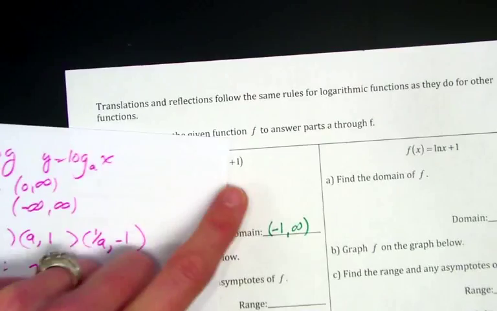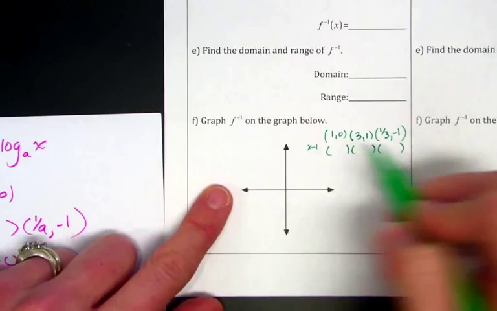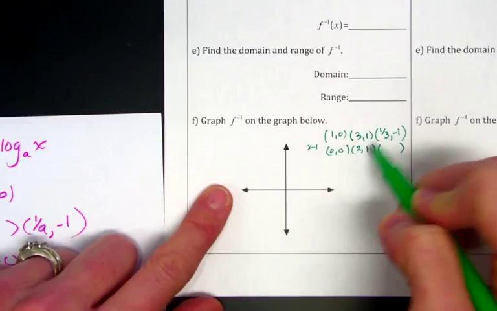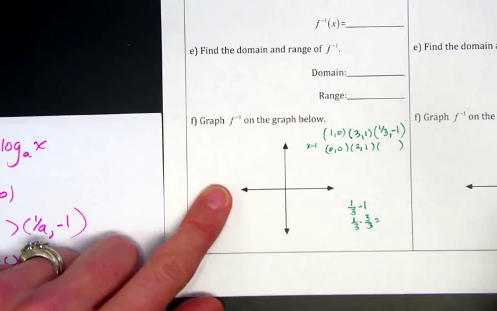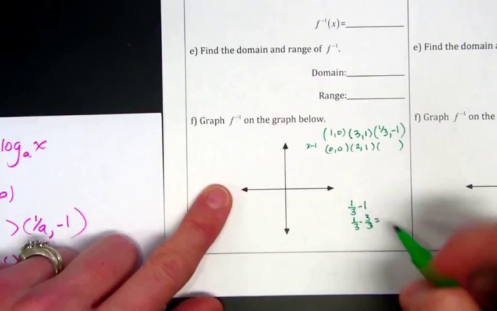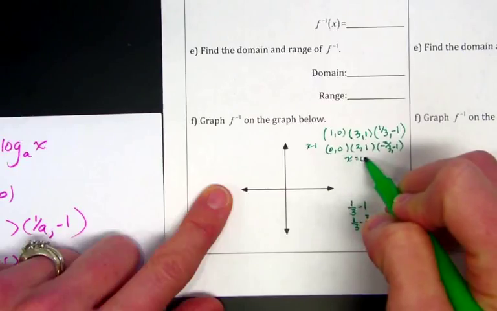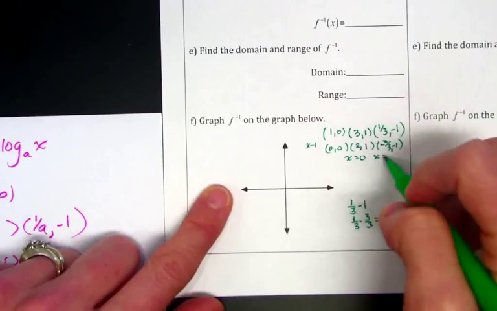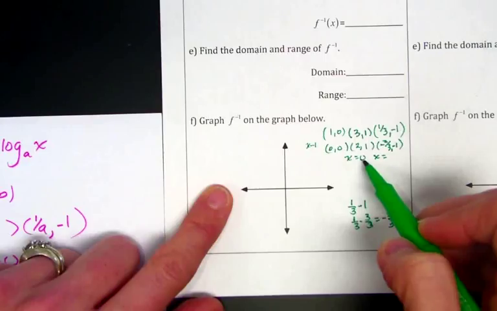But we decided that we are going what direction here? Left 1, which means what am I doing to x? x minus 1. So I'm going to take all my x points here and subtract 1. What's 1 minus 1? 0. 3 minus 1 is 2. 1/3 minus 1 is the same thing as 1/3 minus 3/3. What is that equal to? -2/3. So -2/3, -1. Now I also have the asymptote at x equals 0, but if I'm moving left 1, it's now going to be x equals 0 minus 1, so x equals -1.